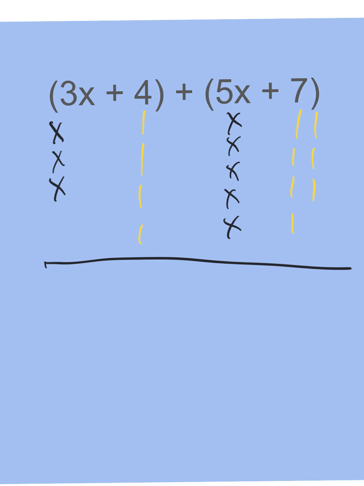Let's count up all our X's. So we have 3, 4, 5, 6, 7, 8. We have 8 X's. Let's count up our constants. 1, 2, 3, 4, 5, 6, 7, 8, 9, 10, and 11. So we have 11.